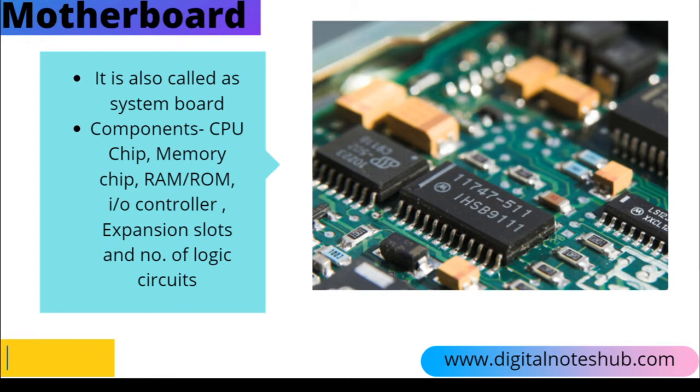Motherboard. All the boards of a computer are connected to this board. That's why it is called a motherboard. Motherboard is also known as system board. You can see in this picture how the motherboard of a computer looks. There are lots of components placed on the motherboard, like CPU chip, memory chip, RAM, ROM, input output controller, expansion slots, and a number of logic circuits.